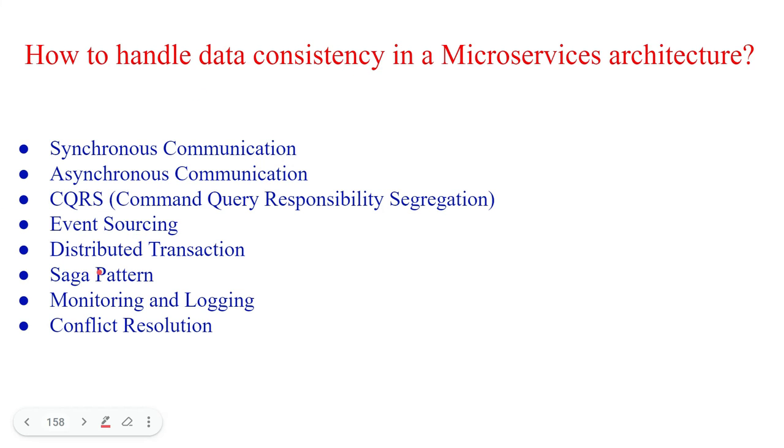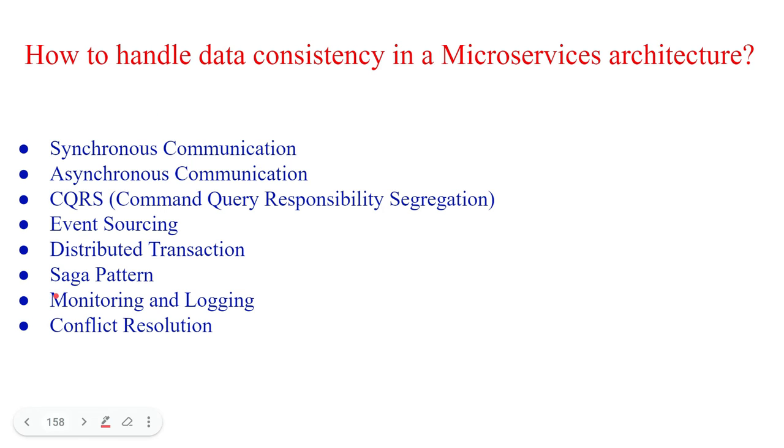Then you can have distributed transactions also to maintain some data consistency in the microservice architecture. But remember, whenever you do a distributed transaction, what you always do is synchronous communication. For example, in the 2PC, you always do synchronous communication. In that case, you always have less performance but the best data consistency because it is synchronous.